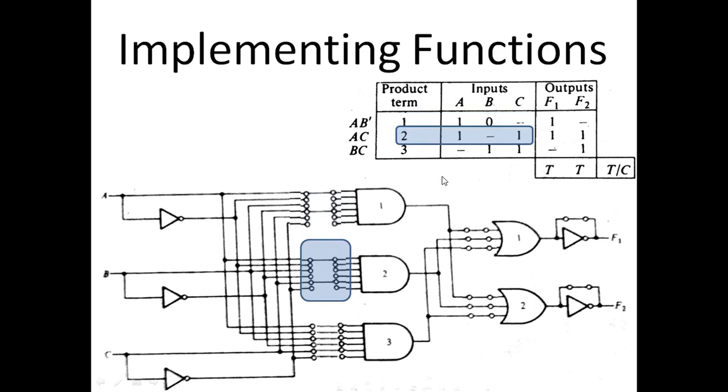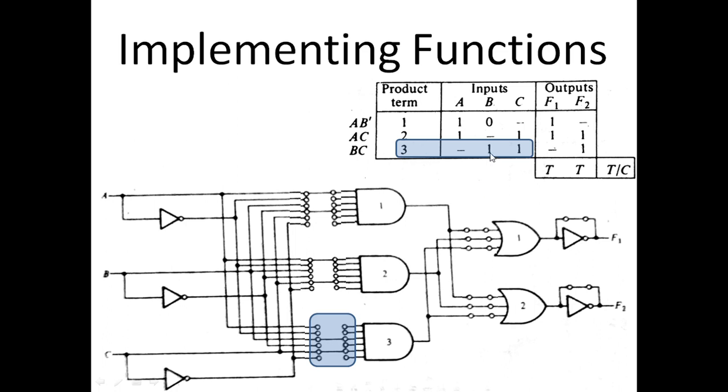Similarly, for the other product term 2, keep the connection from A, keep the connection from C, and break all other connections. Keep the connection from A. So this is the connection from A. Keep the connection from C. This is the connection from C. So keep these two connections, and break all other connections.